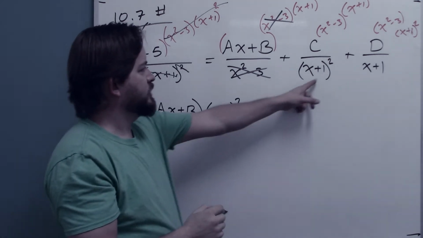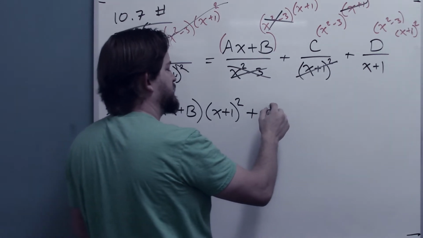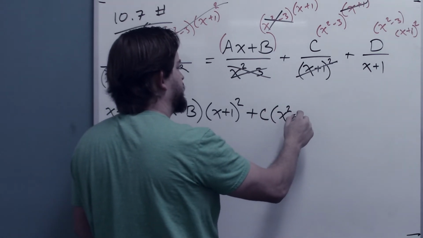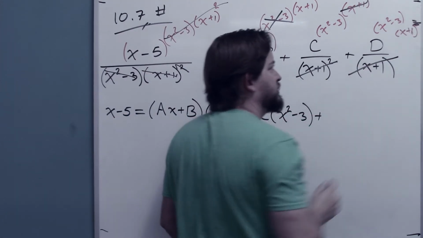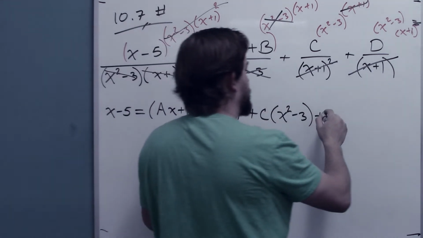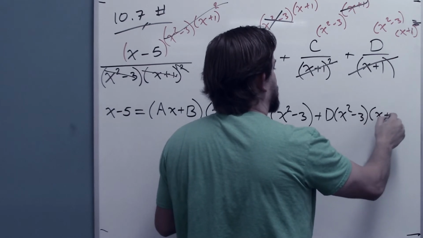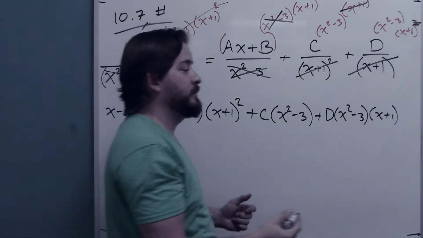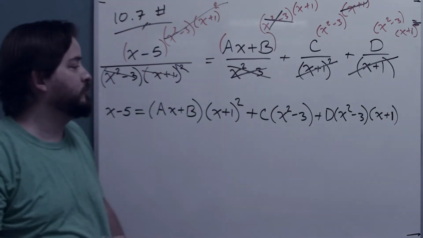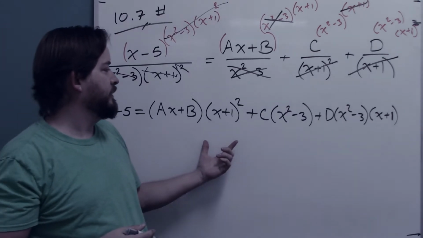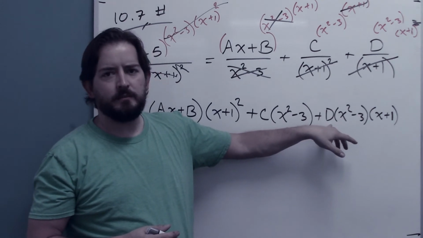Plus, the x plus 1 squared gets canceled with the x plus 1 squared, and so I have c multiplied by x squared minus 3. Plus, the x plus 1 here only cancels out one of the x plus 1's there. So I have plus d multiplied by x squared minus 3 and x plus 1, right? Now you might be able to, with a little bit of forethought, see that d is going to be the hard one to solve for, because I can eliminate stuff. But every time I choose some nice little value, I'm always going to eliminate my d, right?